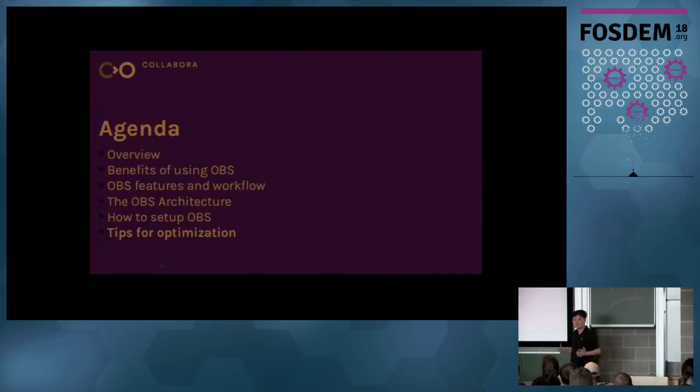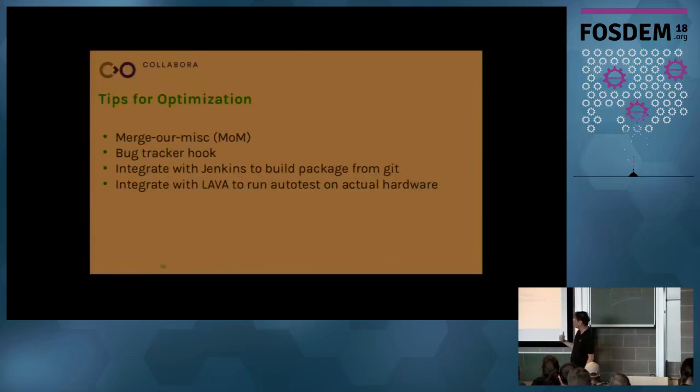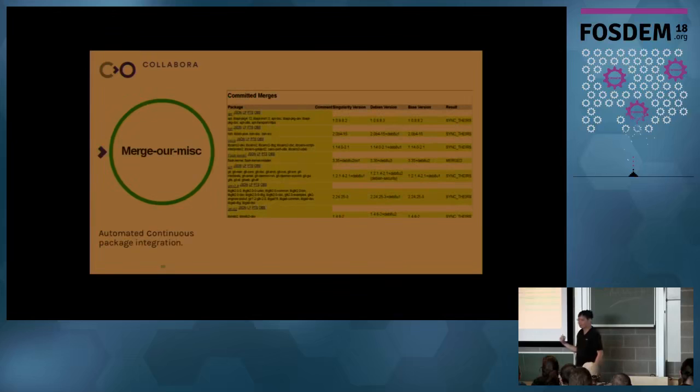Okay, so I think this is mostly the end of my talk. I want to give you some tips for how to optimize OBS in your environment. So here is an example of what we do, merge-o-matic. This is actually software we forked from Ubuntu and modified to work together with OBS. We have a distribution that is based on Ubuntu, as a Debian derivative. But we need to track if there's any update from Ubuntu, or maybe from Debian. There's some security fix. So we need to run software to do the continuous integration.